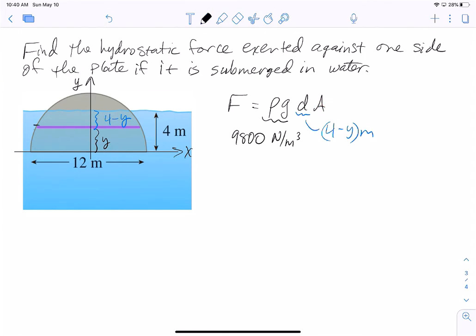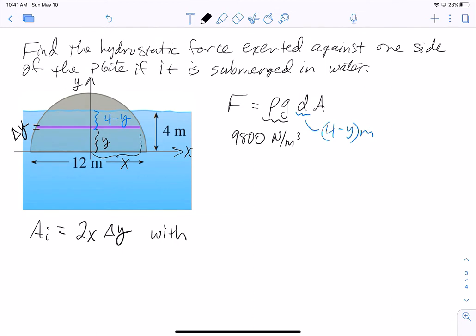As we keep seeing, we're going to let the width of the strip be delta y. And here, the length of the strip is going to be 2x, right? The distance from the y-axis to the right edge of the circle would be x, and so the distance all the way across is 2x. And so our incremental area, A sub i, is going to be 2x times delta y.